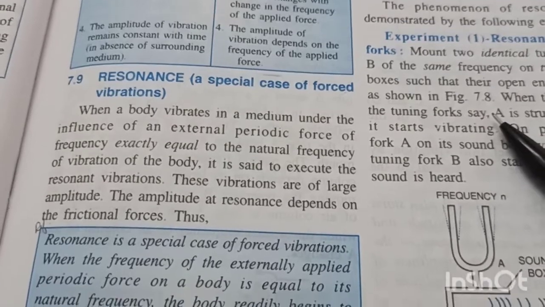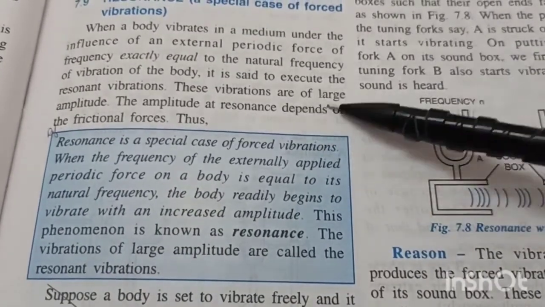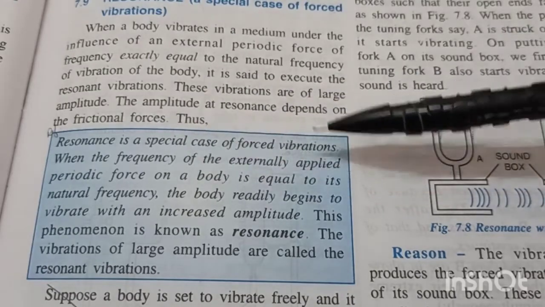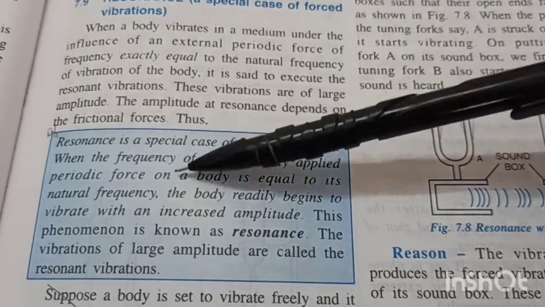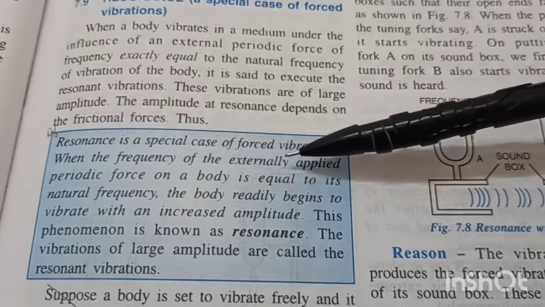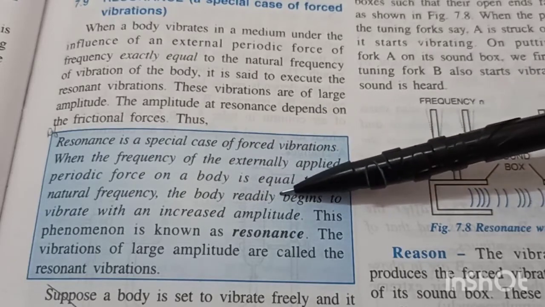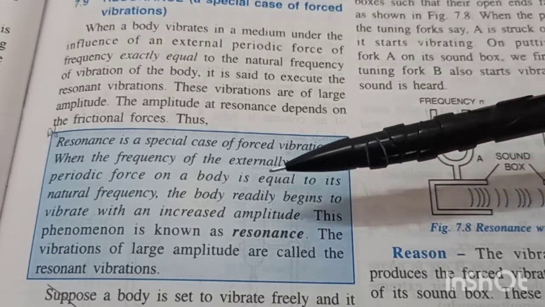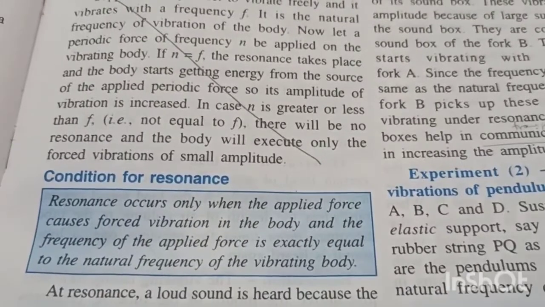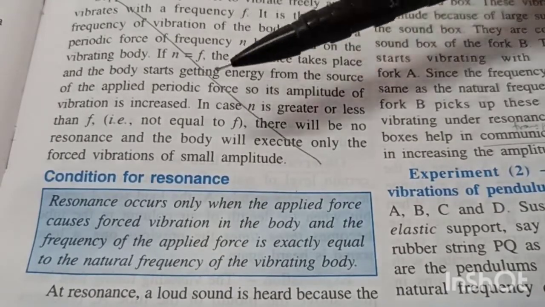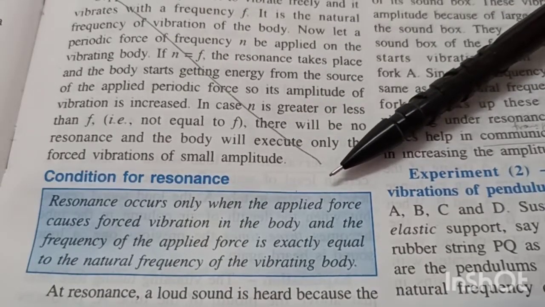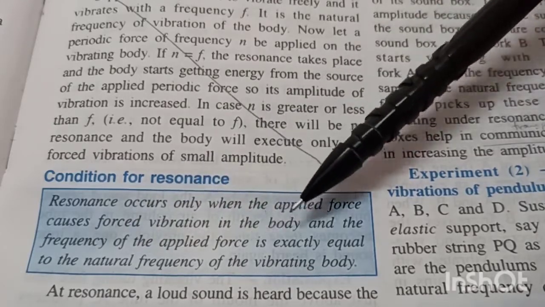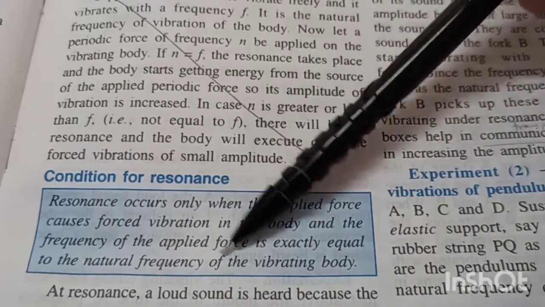So resonance is defined as a special case of forced vibrations when the frequency of the externally applied periodic force on the body is equal to its natural frequency. Then the body readily begins to vibrate with an increased amplitude, and this phenomenon is known as resonance. Now the condition for resonance is that the applied force causes a forced vibration in the body, and the frequency of the applied force is exactly equal to the natural frequency of the vibrating body.